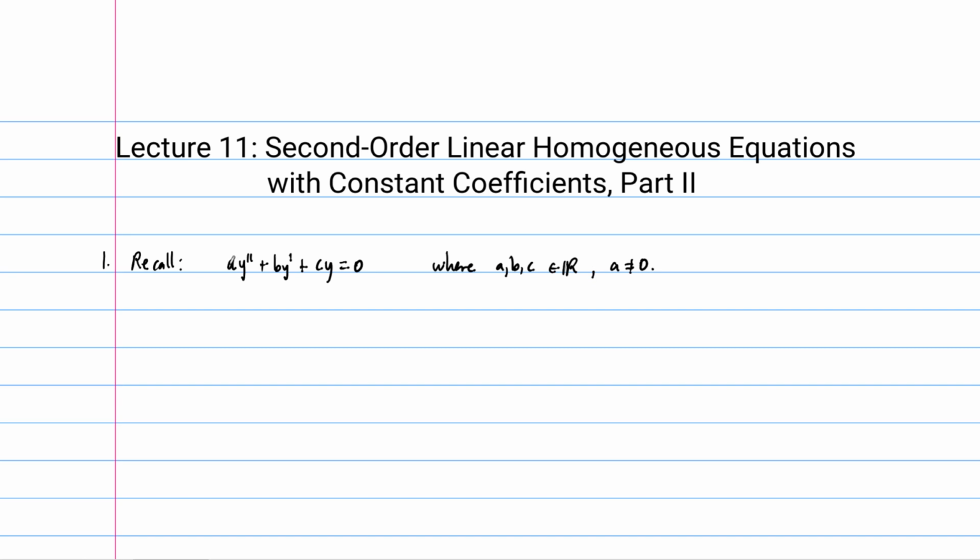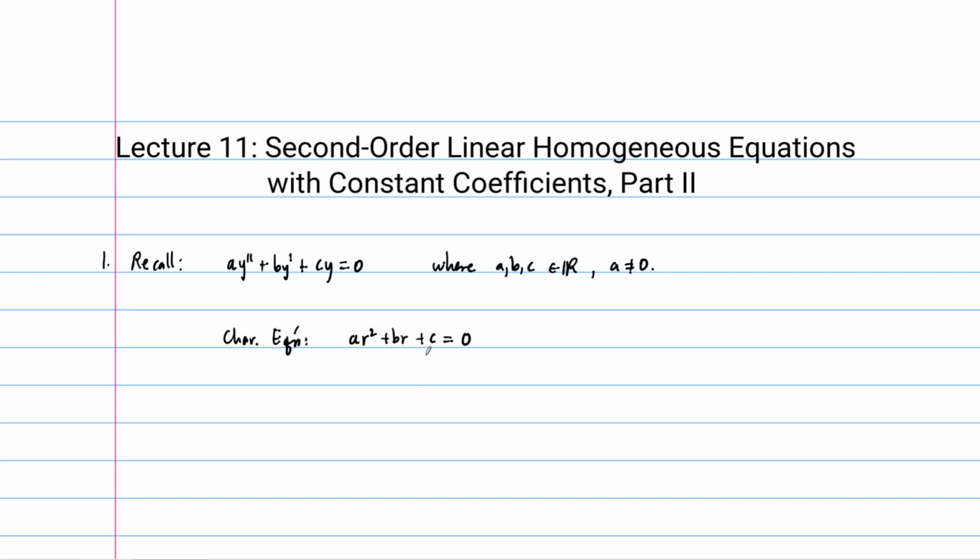Again, we talked about this type of equation in lecture number 9, and we derived a general way to solve these equations. We said that if we're given one of these second order linear homogeneous constant coefficient equations, then we can write down a characteristic equation. The characteristic equation for this differential equation is ar squared plus br plus c equals 0.